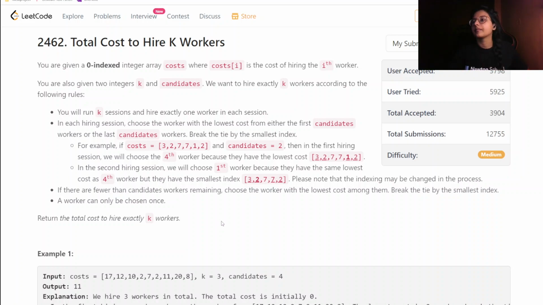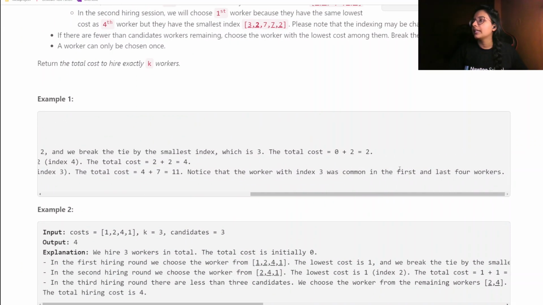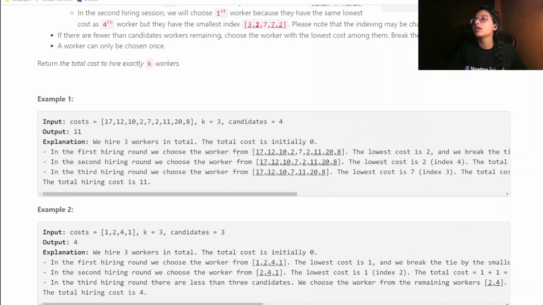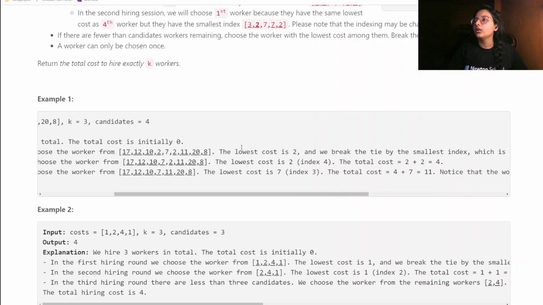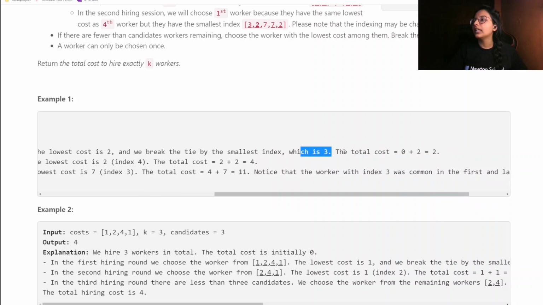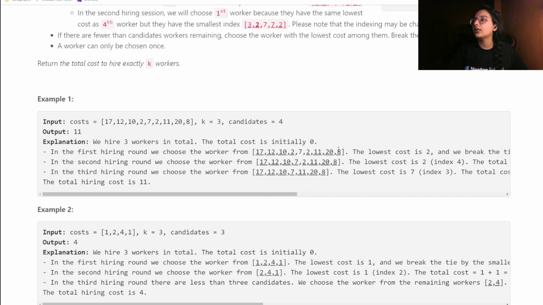Here, let us see the total cost which they are depicting: 2 is the total cost, and how 2? In the first hiring round, the lowest cost is 2, right? And when we break the tie by smallest index, which is 3, the total cost is equal to 0 plus 2. Means whatever lowest out of them we are choosing, that is the one.